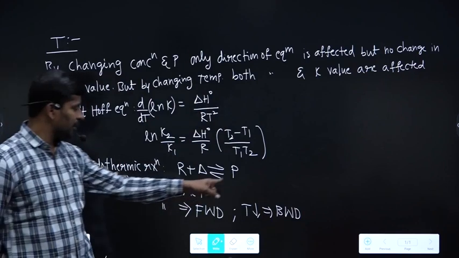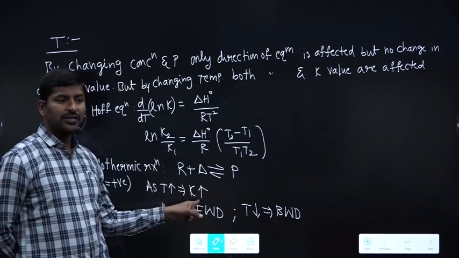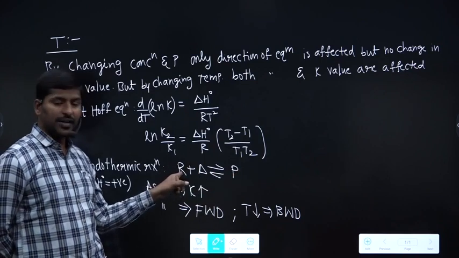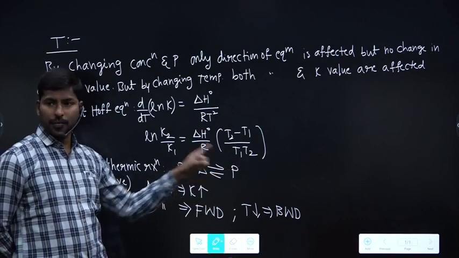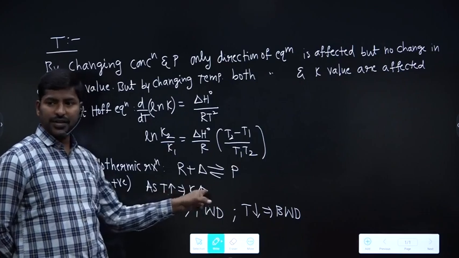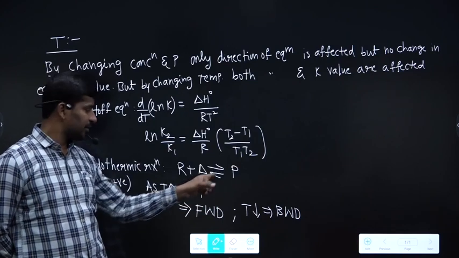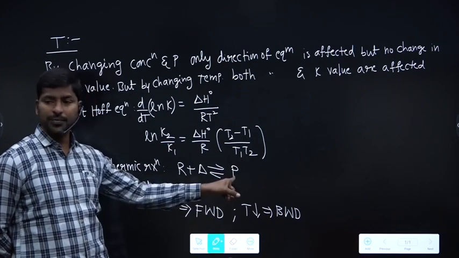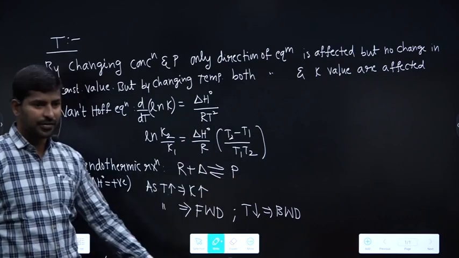That's why K value increases. And if K value is high, do products dominate or reactants dominate? Products dominate. Okay, so as temperature increases, K value increases. Since products dominate, it proceeds in which direction? Forward direction. Products concentration is increasing.